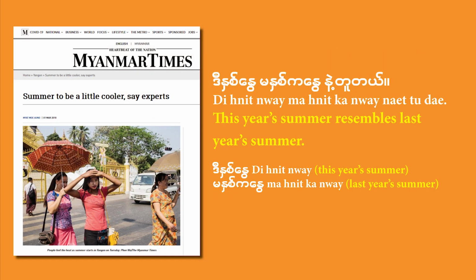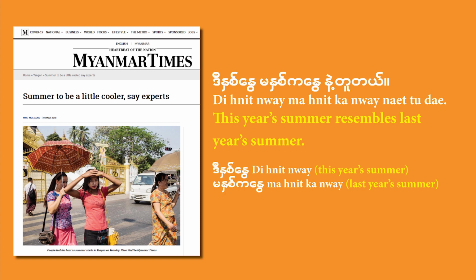If this year's summer is just like last year's summer in terms of heat, humidity, or lack of breezes, you could say, Dinenwe manika nui ne dude. Dinenwe is this year's summer. This is your subject, so you start off with that. Manika nui is last year's summer. Manika nui ne dude. That means resembles last year's summer or the same as last year's summer.